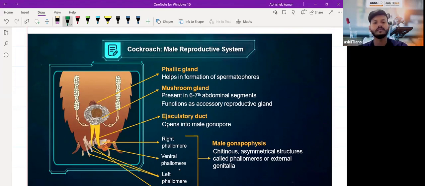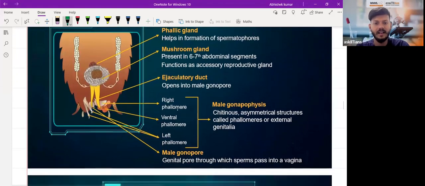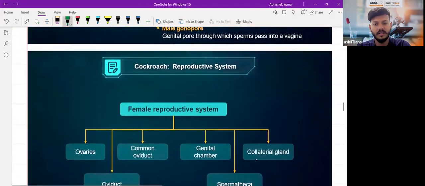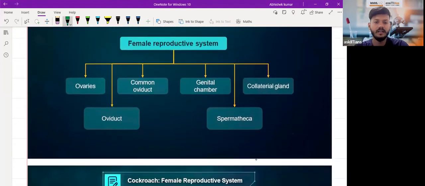Then we have the male gonapophysis, that is the right phallomere, ventral phallomere, and left phallomere, and the male gonopore, the genital pore through which the sperm passes into the vagina of the female cockroach. Then we have the female cockroach. Their reproductive organs are ovaries, common oviduct, genital chamber, collateral gland, oviduct, and spermatheca.